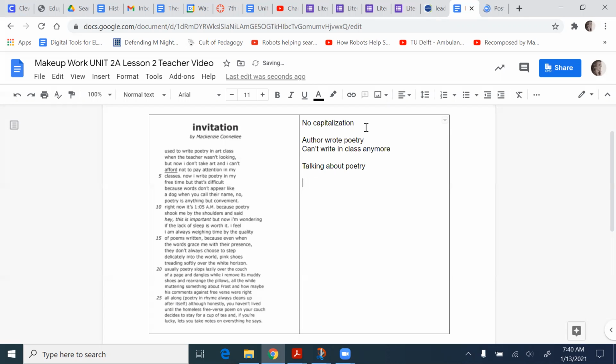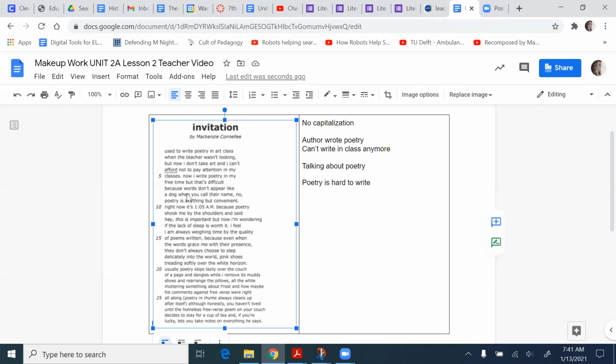We got that, okay? Now I write poetry in my free time, but that's difficult because words don't appear like a dog when you call their name. Okay, so poetry is hard to write. He said it's difficult. Poetry is difficult because words don't appear like a dog when you call their name. Okay, we're going to notice that next time. That's figurative language. If I could highlight, and I can't because of the way I put this in here, I would just come in and underline because words don't appear like a dog when you call their name, because that's fig lang.